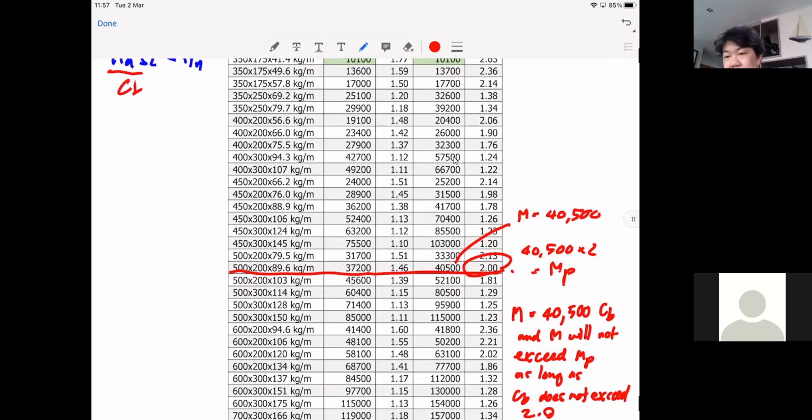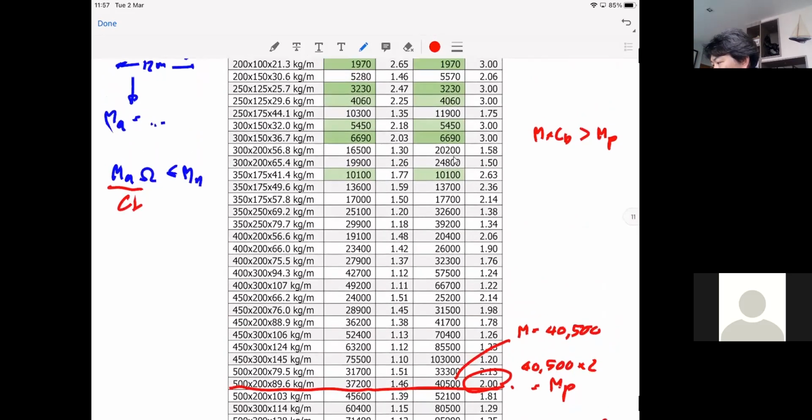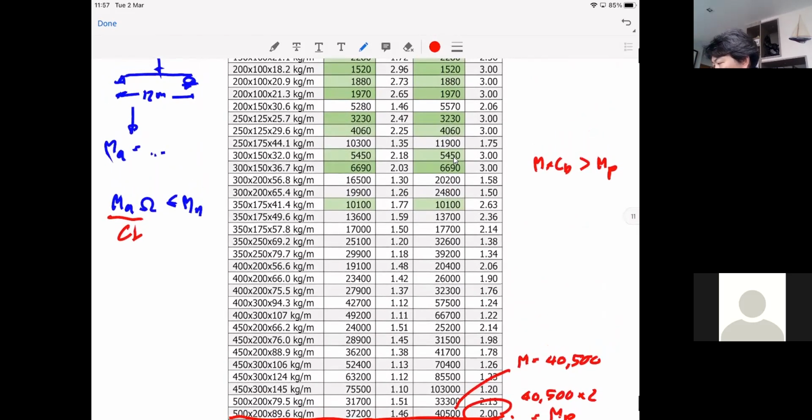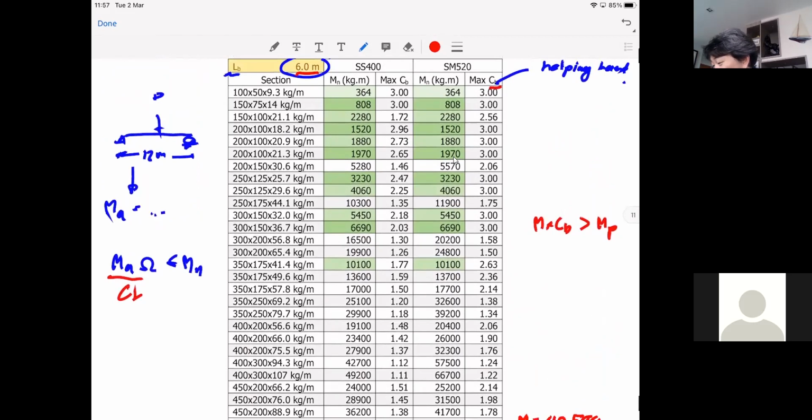So this is the usefulness of this number. You know how much CB you can use. If you have less CB than this number, you can use your CB freely. If you have your CB greater than this number, it means that you already reached MP. And notice that we have the green color here. This green color up top means that you are in the elastic region, and when you are in the elastic region, it doesn't matter what steel grade you are using, you get the same moment. That's what elastic does to you. The strength doesn't matter.